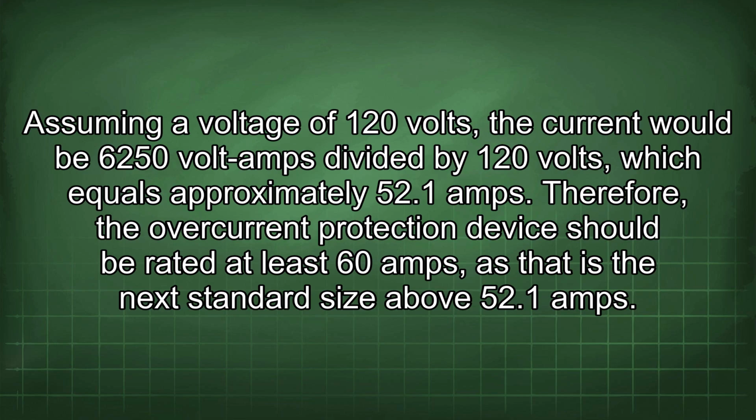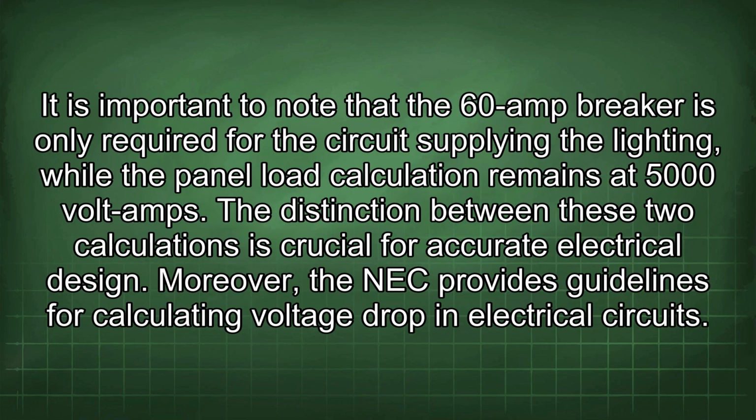52.1 amps. It is important to note that the 60 amp breaker is only required for the circuit supplying the lighting, while the panel load calculation remains at 5000 volt-amps. The distinction between these two calculations is crucial for accurate electrical design.